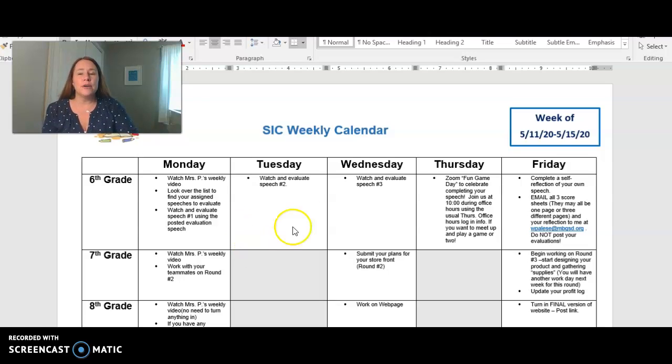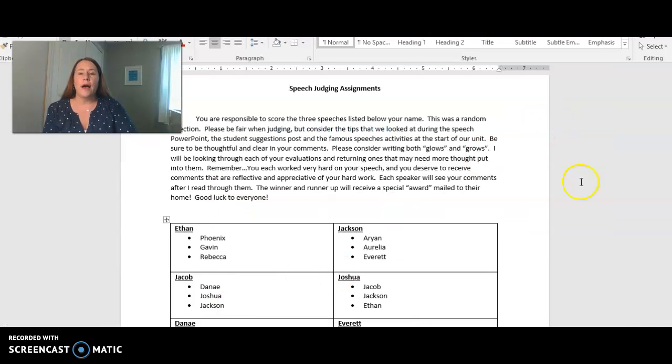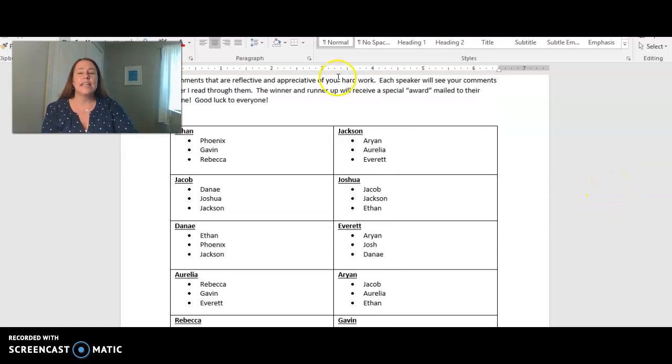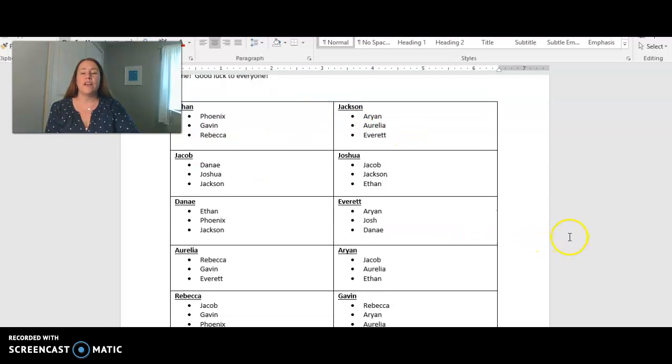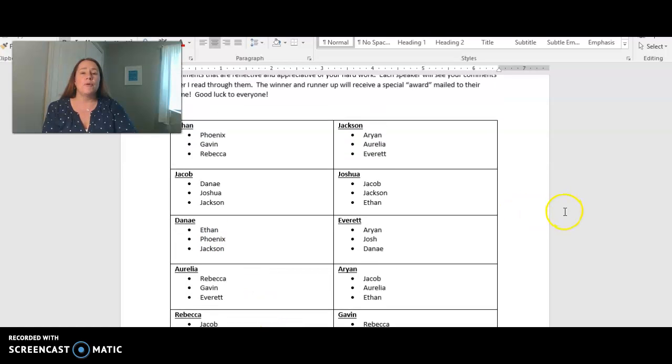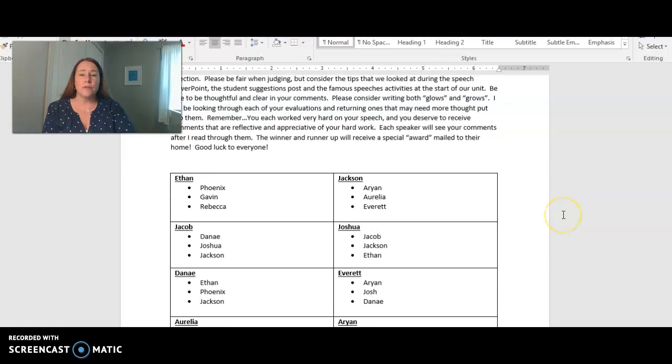So as we go through, I'm going to pull up here the judging assignment. You are randomly assigned the people that are marked under your name. So you just have to find your name and then make sure when you go through to judge that you see and watch all 3 of those people's speeches. Those are the ones that you are responsible for.